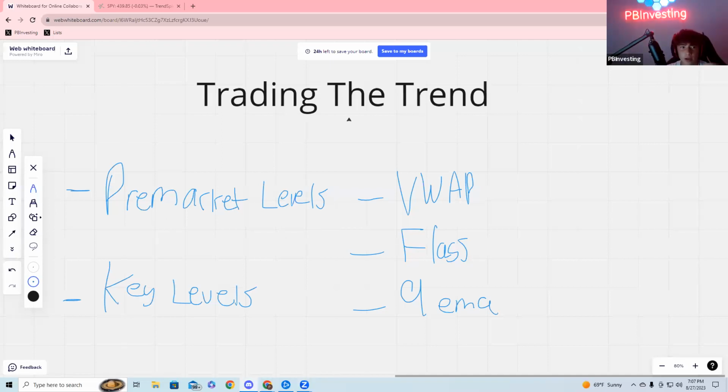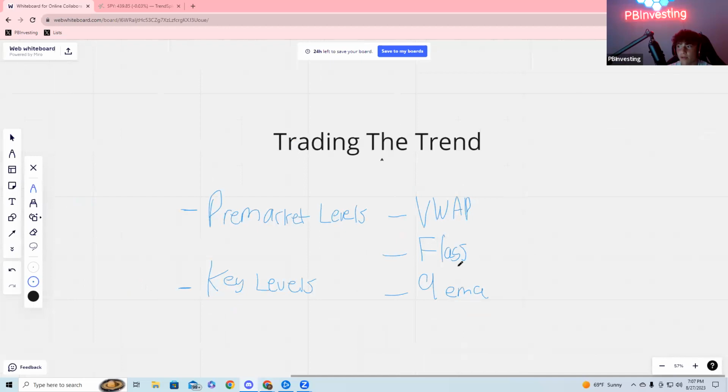So just basic things, guys. For trading the trend, the 5 main factors for me are pre-market levels, key levels, VWAP, 9 EMA, and flags. So going over flags, I kind of want to show you guys the key basis of how I look for trends and break of structure in the market every single day. So let's go right into it.